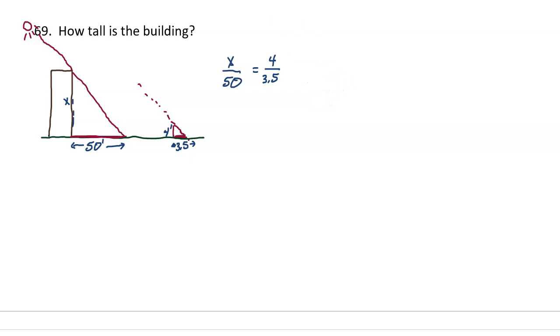This proportion can be solved by cross multiplication or by multiplying both sides by the 50. So we'll get x equals 50 times the 4 over 3.5. Let's take a calculator and work this out. And the result is 57.1 feet. If a stake that is 4 feet long casts a shadow that's 3.5 feet long, then the building would be 57 feet long if its shadow is 50 feet long.